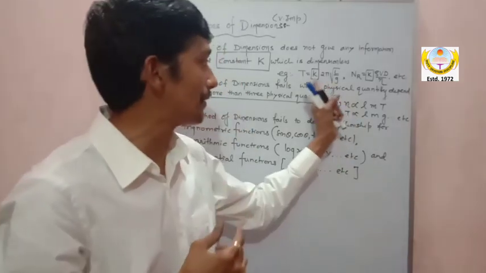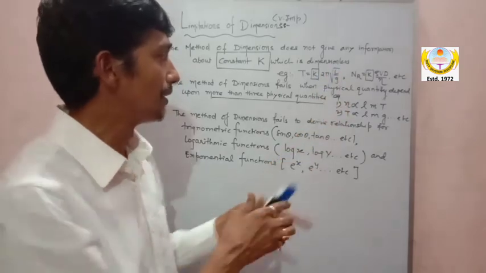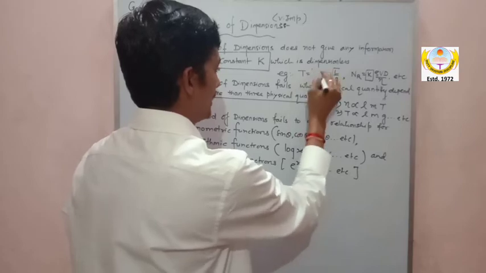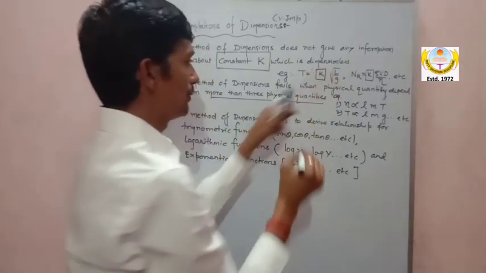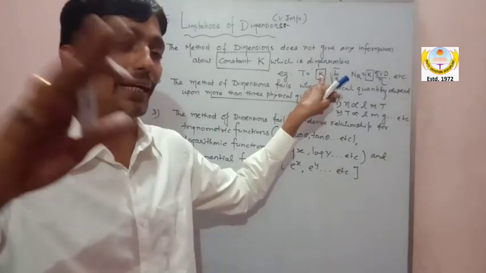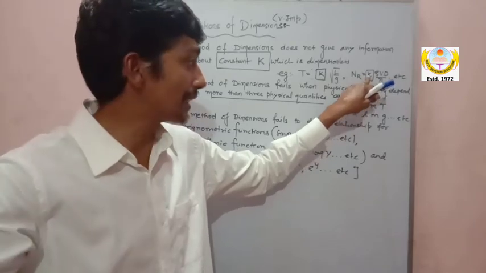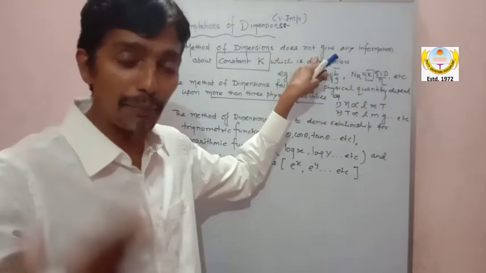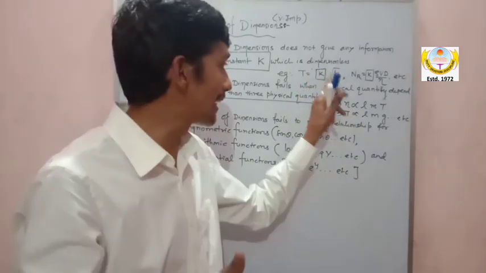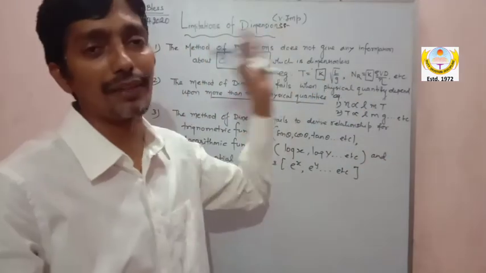If you remember, I have done so many formulas. T is equal to k root of L by g. Here I have taken k as 2 pi, but in some other situation the k will be different. But this k, which is constant and dimensionless, we don't get its value. We don't get the information of this k by the method of dimension.